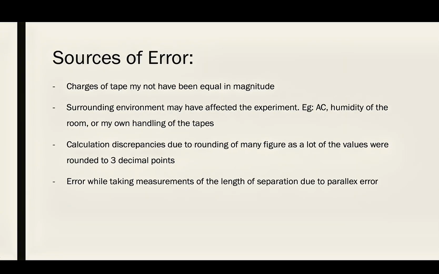Some sources of error that we could get in this experiment: charges of the tapes may not have been equal in magnitude. The surrounding environment may have affected the experiment, such as humidity in the room or my own hand handling the tapes. Calculation discrepancies due to rounding, as a lot of values were rounded to 3 decimal points. Error while taking measurements of the length of separation due to parallax error.